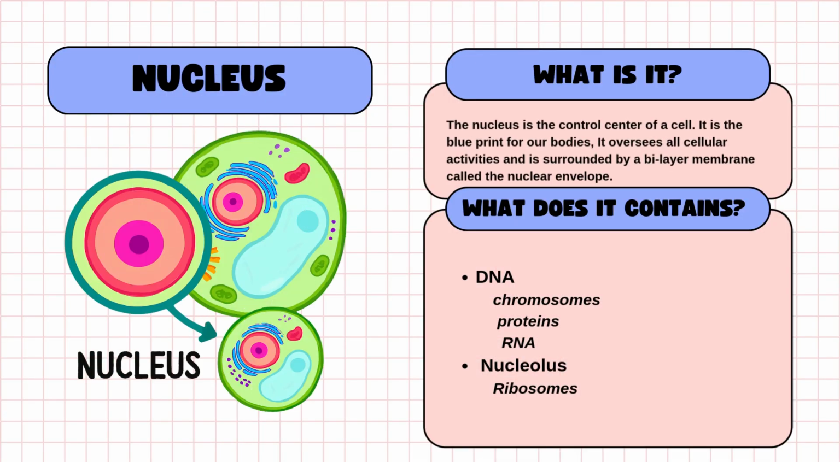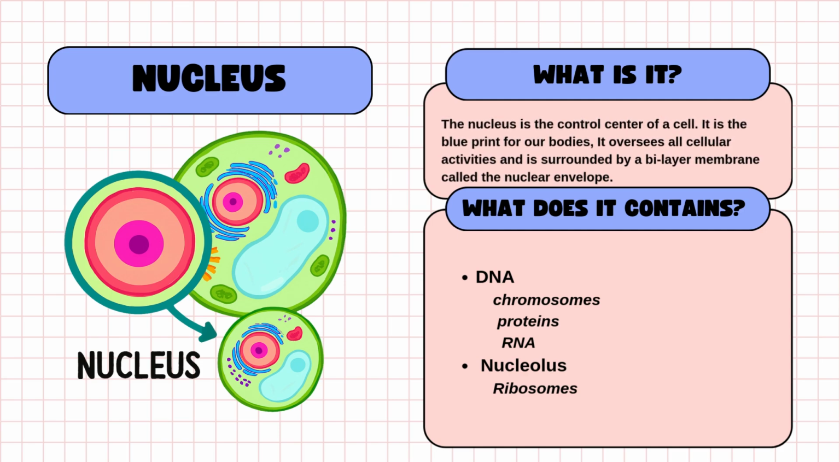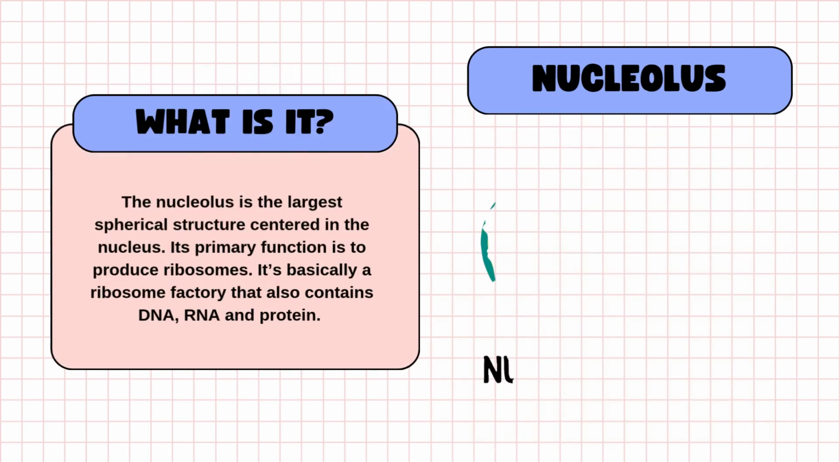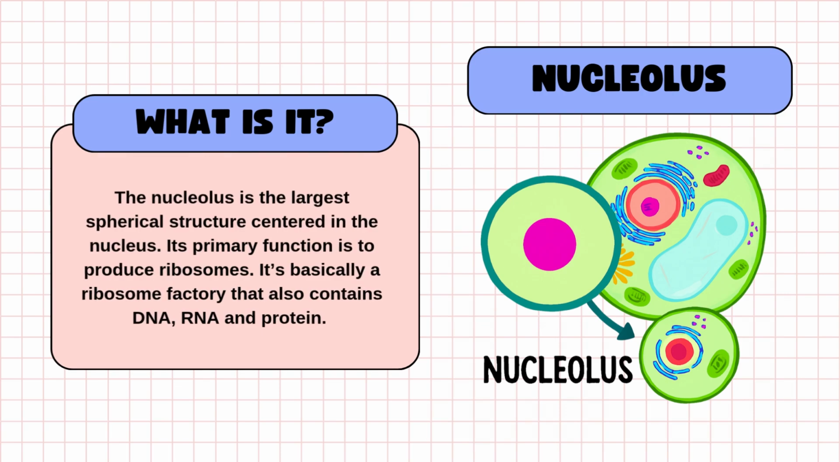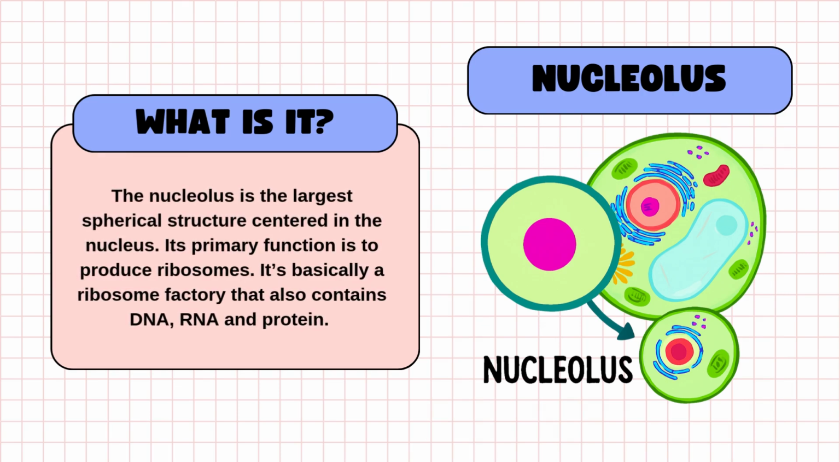The main control center of the cell is called the nucleus. It's the blueprint for our bodies and oversees all cellular activities. It is surrounded by a bilayer membrane called the nuclear envelope. The nucleus contains DNA and the nucleolus. What is the nucleolus? Well, it is the largest spherical structure centered in the nucleus. Its primary function is to promote.